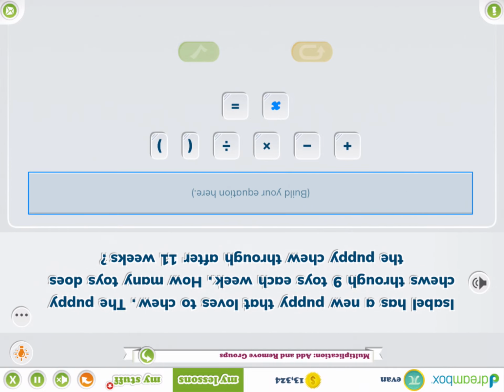Isabel has a new puppy that loves to chew. The puppy chews through 9 toys each week. How many toys does the puppy chew through after 11 weeks?